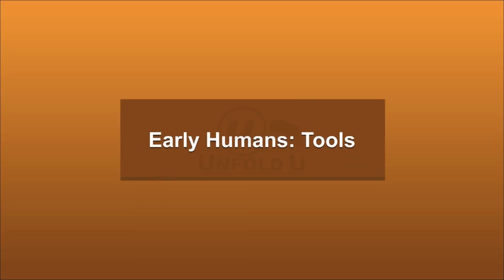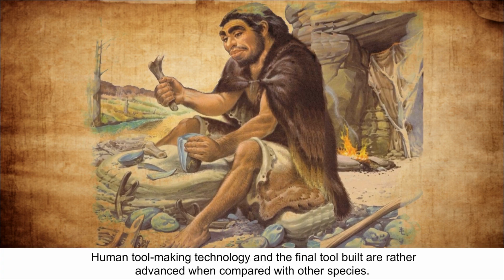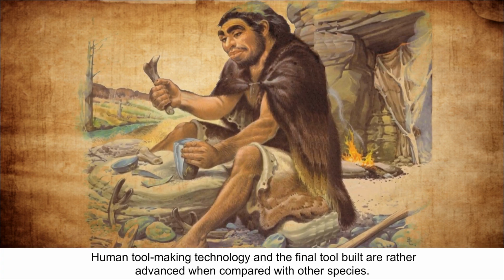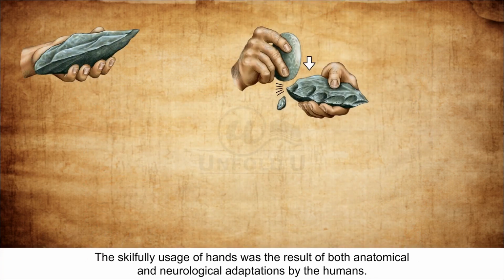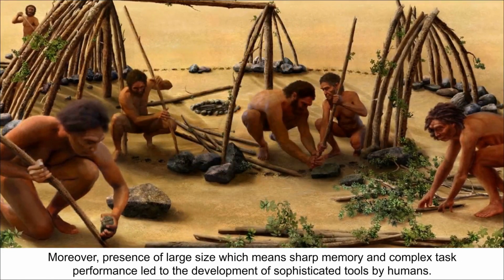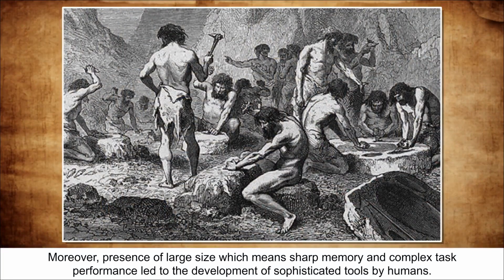Early humans, tools. Human tool-making technology and the final tool built are rather advanced when compared with other species. The skillful usage of hands was the result of both anatomical and neurological adaptations by the humans. Moreover, the presence of a large brain, which means sharp memory and complex task performance, led to the development of sophisticated tools by humans.